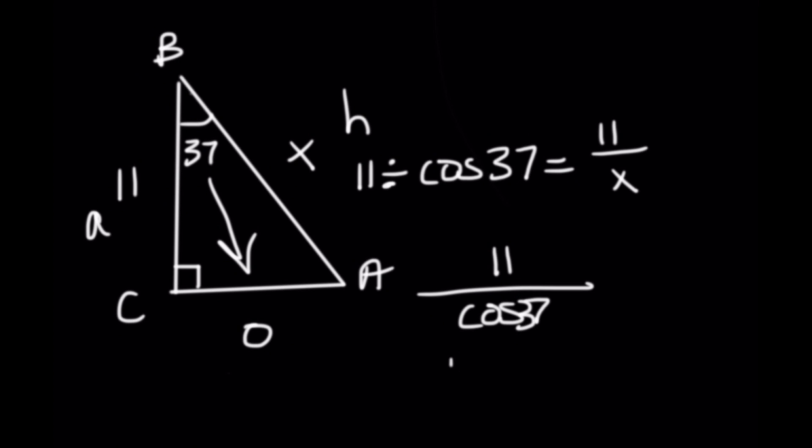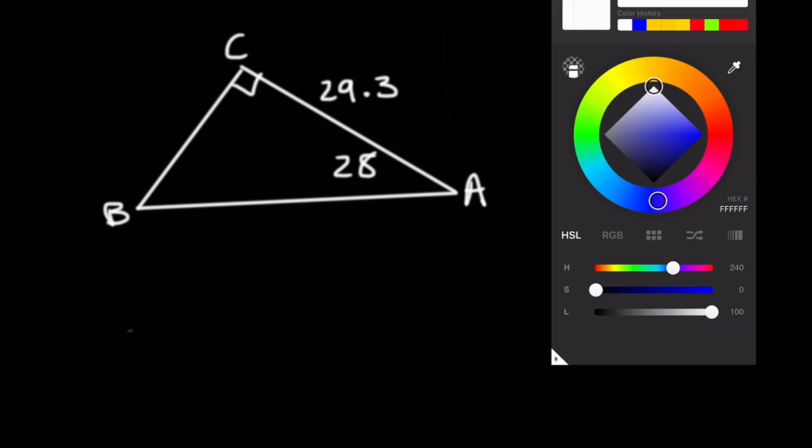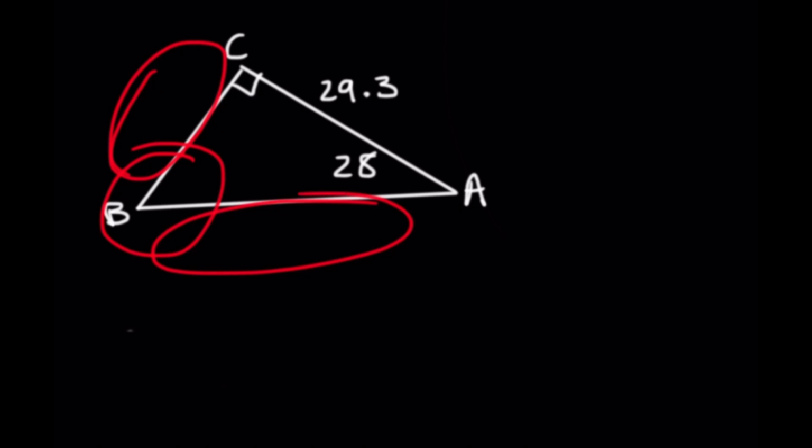So if we do that there, cosine 37, 11, and that should give you 13.77 or 13.8. Now let's do one more example here where we're given a triangle and we have to solve for all of the missing things. So we have to solve for the entire triangle. That means that we're solving for this angle right here, this missing side here, and this missing side.